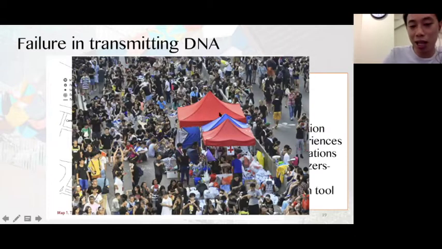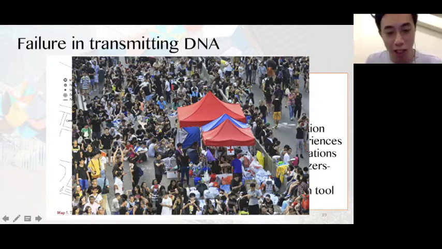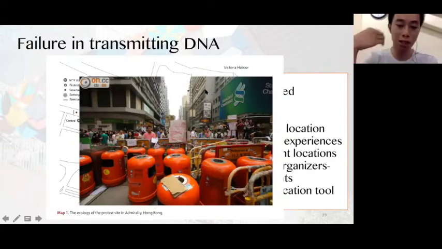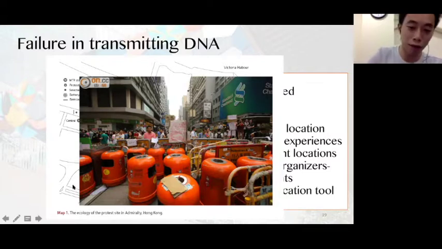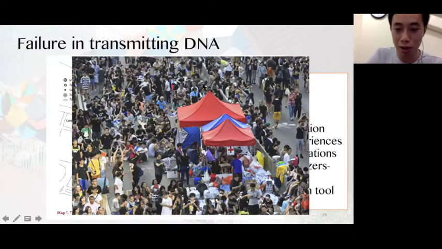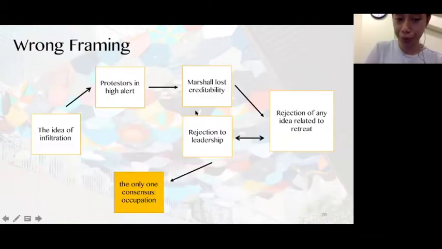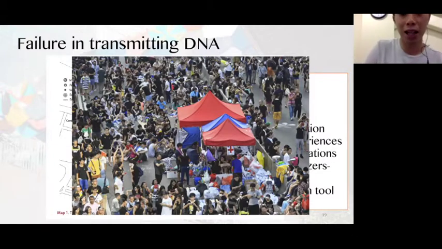This is what a supply station looks like. It wasn't run by the organizers. The supply stations have no affiliation with the organizers. The supplies were brought by the protesters themselves. The distribution of supplies is also done by volunteers themselves. And it's quite hard for the organizers to tell the owners of these barriers or the supply stations what to do, because we have no connection with each other. So this is what I'm saying, that there are a lot of decentralized ownerships of the movement.